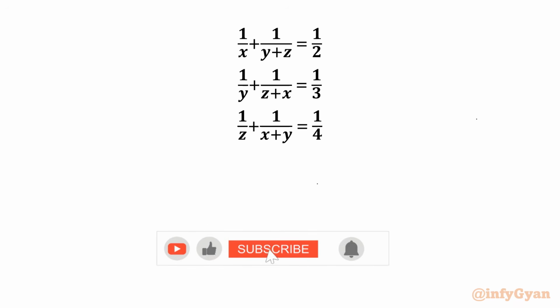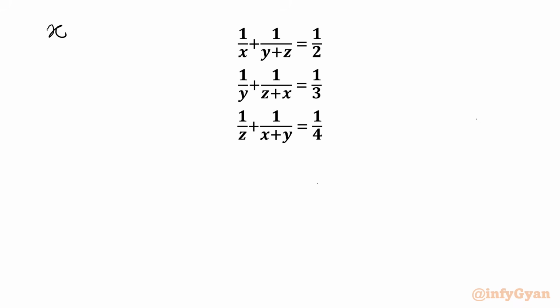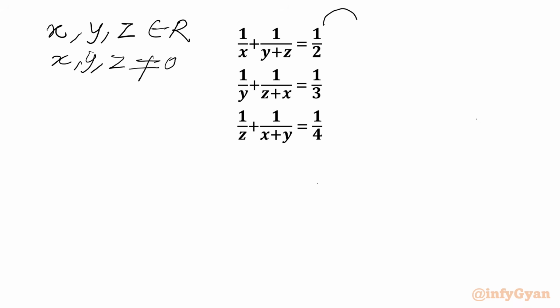In this video, we are going to take up one very interesting system of equations problem. Here we have x, y, z belongs to real numbers and x, y, z cannot be equal to 0. Denominator cannot be 0. Now we are going to take LCM for all the three equations.